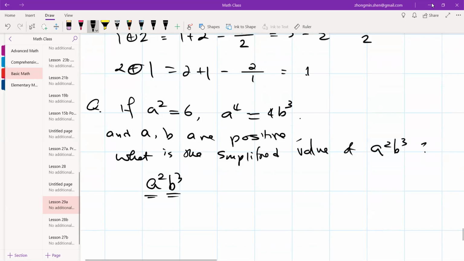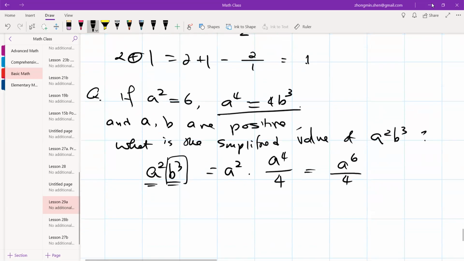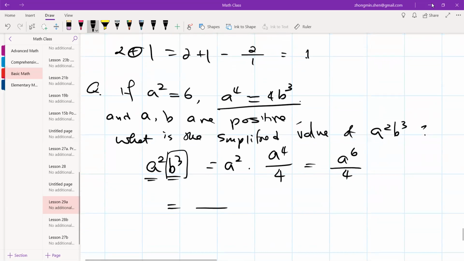All right, so look at this. You don't need to find the B. Actually, you just need to find the B cubed. So B cubed, according to the given information, is going to be A to the fourth power divided by 4. So that means A to the 6th divided by 4. A to the 6th is going to be A squared cubed divided by 4. A squared is going to be 6, so then 6 cubed over 4.